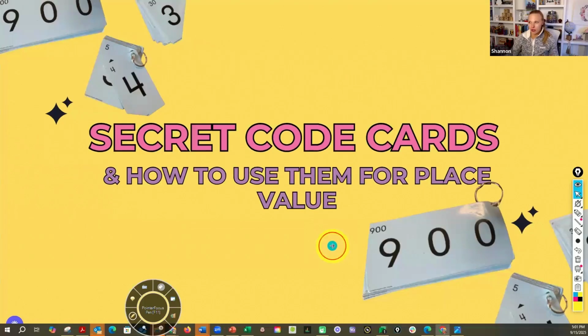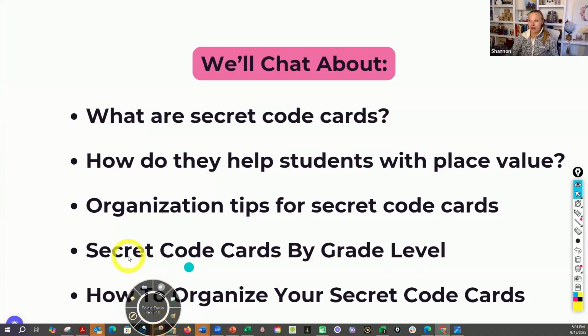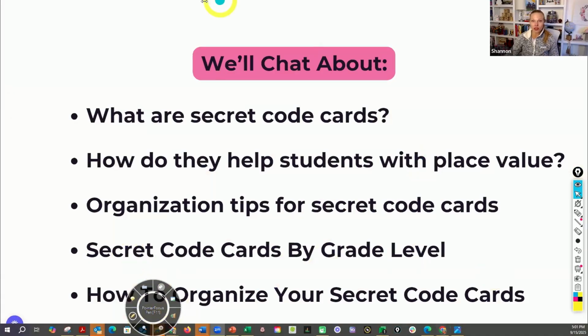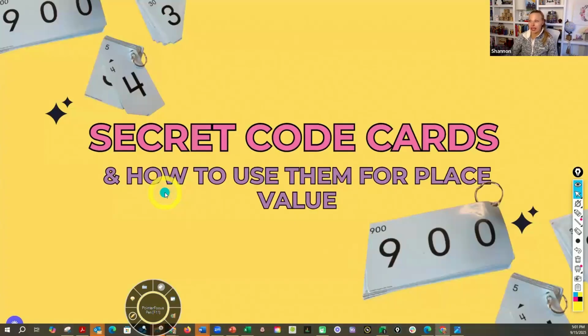I'm going to share my screen so you can see everything that I am seeing, and we will get going for the night. All right, friends, secret code cards. So why are they called secret code cards? We're going to chat about all of that. What are they? How do they help students with place value? What are the organization tips for secret code cards? Secret code cards by grade level. We'll talk about what the different grades are, and then, of course, how to organize your secret code cards. So again, we're going to talk about all of those things tonight.